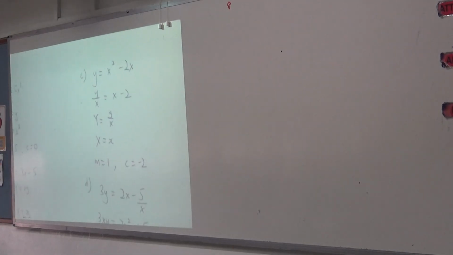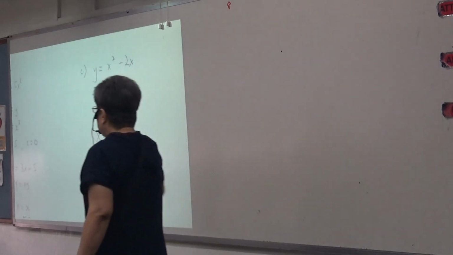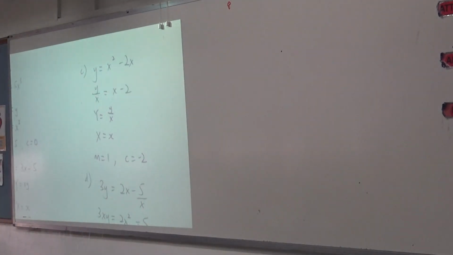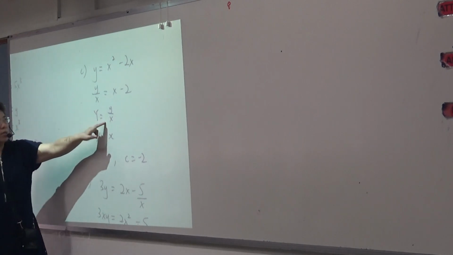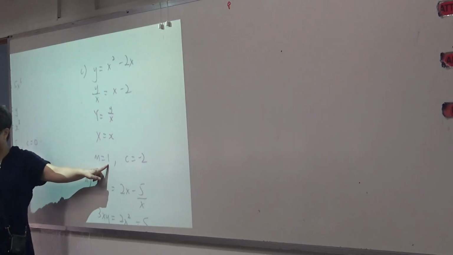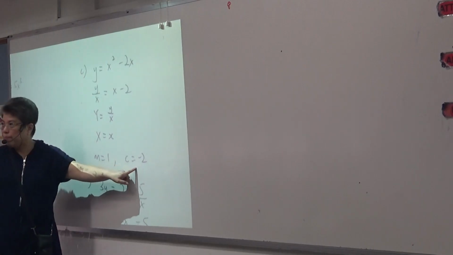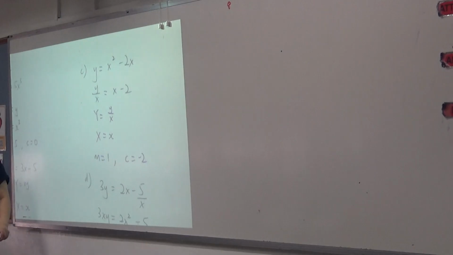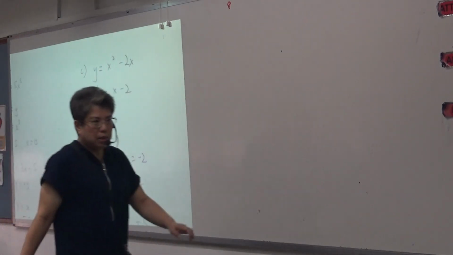Now, part C. This one we are going to do something. Part C. Now, can you see that I can divide throughout by x? I divide throughout by x. Therefore, I have this. So this is my capital Y, this is my capital X. Can you see the gradient is 1? And what's my y-intercept? -2. That is my part C. Everybody okay?